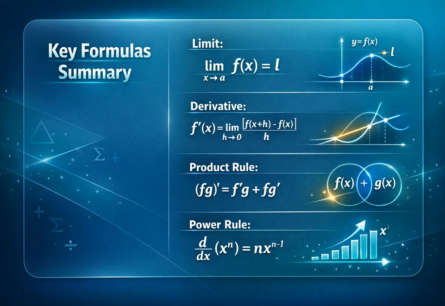Key formulas summary. Limit as x approaches a of f of x equals L when left and right limits coincide. Derivative: f prime of x equals limit as h approaches 0 of f of x plus h minus f of x over h. Product rule: derivative of f times g equals f prime g plus f g prime. Power rule: derivative of x to the n equals n x to the n minus 1.